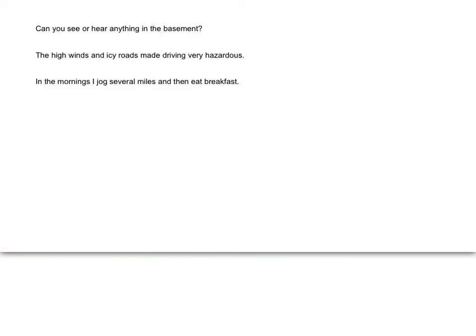So let's just do a little bit more practice. Can you see or hear anything in the basement? The first thing that I want to do is find those prepositional phrases. Here I've got my simple subject, you, and then I've got can and see or hear anything. That's my simple predicate, can, see, or hear. You can include or.